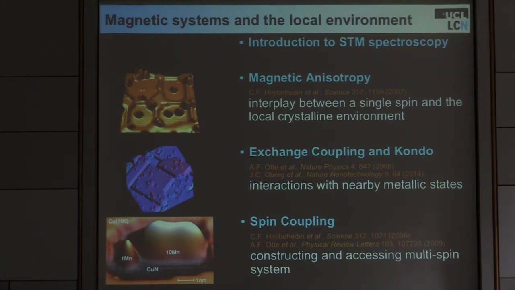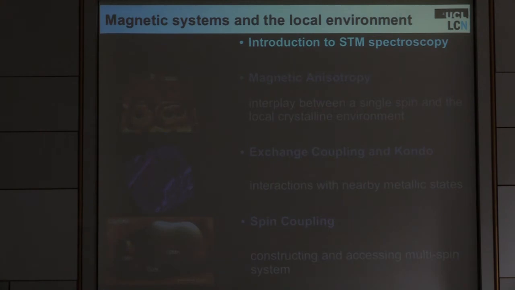We'll then go on to talk about the main thing that I was going to discuss originally, which is exchange coupling in Kondo. So that is essentially how a single spin interacts with a bath of conduction electrons that are near it. And then finally, I'll tell you how that can also sometimes result in spin coupling, so how you can actually bring multiple spins together to form a more interesting structure. Okay, so let's first start out by talking about an introduction to STM-based spin spectroscopy.